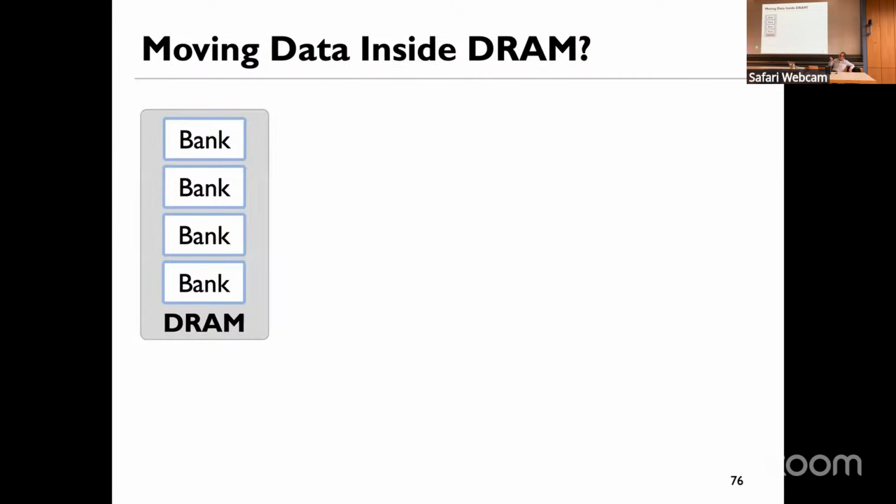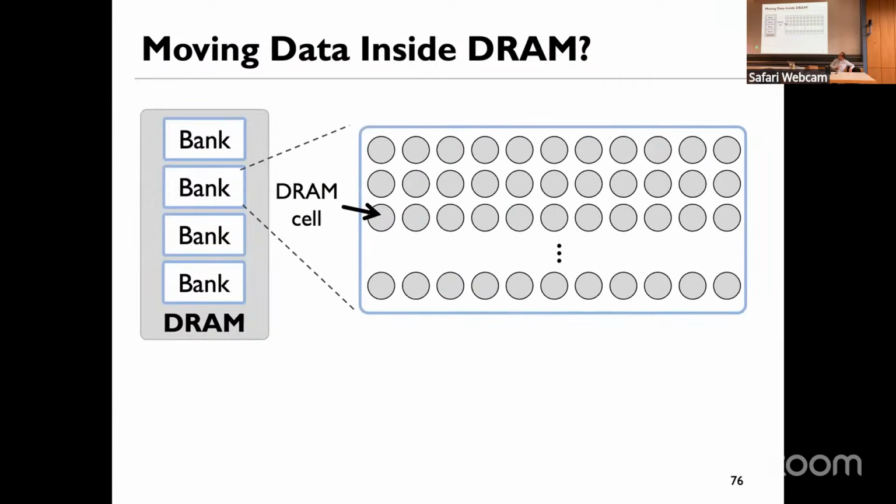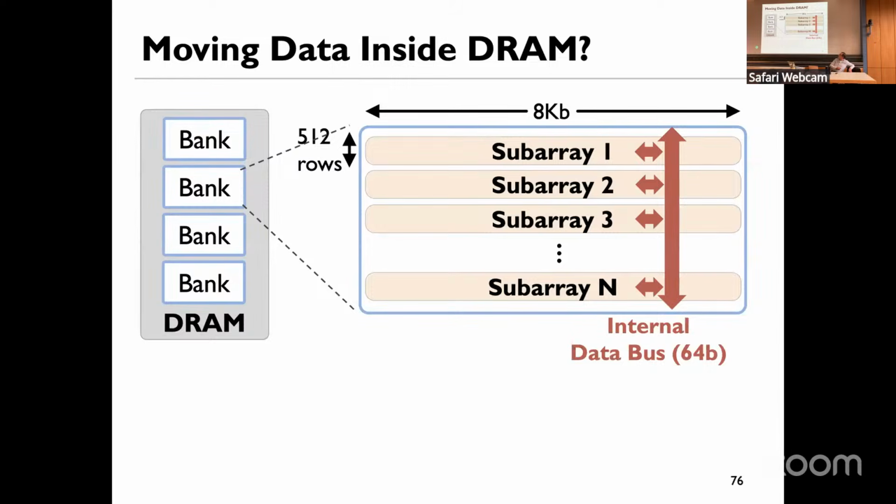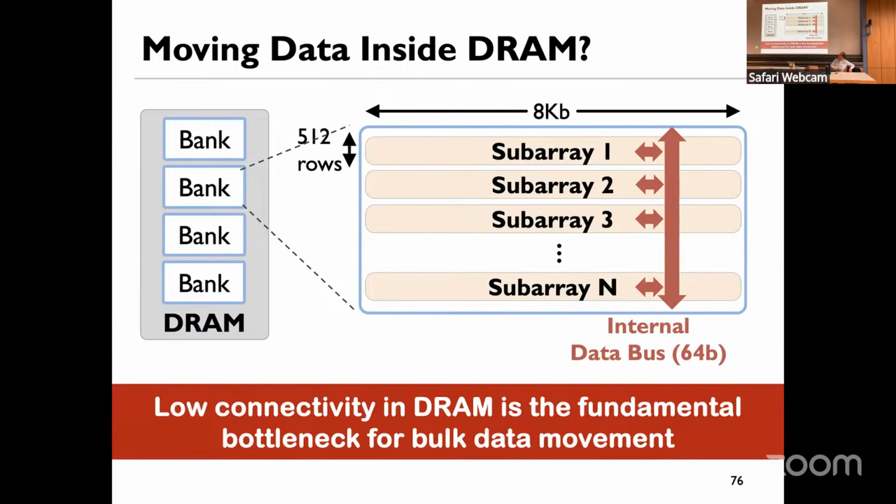So basically, DRAM looks like this. Inside a bank, you have a two-dimensional array of cells, and they belong to different subarrays. You can see that one subarray may have 512 rows and 8 kilobits of columns. Internally, when you want to get data out of a subarray, there's an internal data bus, as we have seen, which is 64 bits, that takes the data out to the bank IO, as it is called, and then drives it outside the DRAM chip. Now, if you want to copy data from one subarray to another subarray, you cannot do it at large granularity. You're limited fundamentally to the 64 bits.